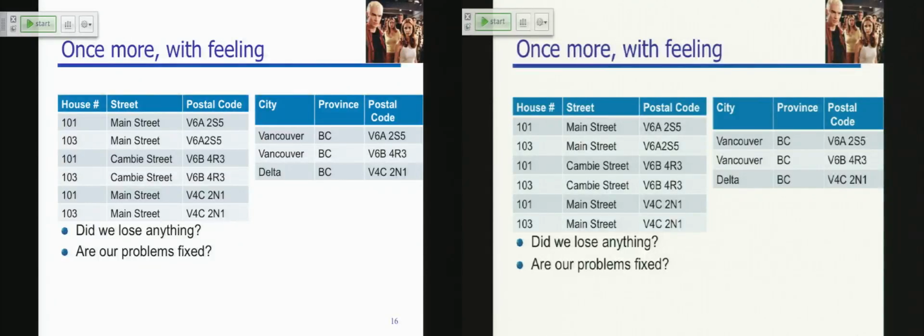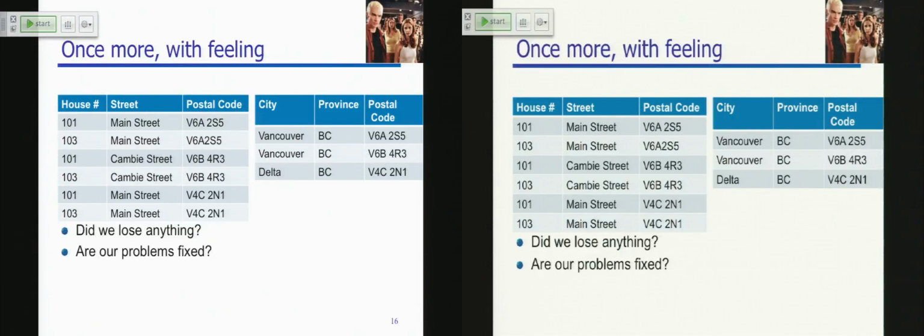Now the question is, once I move into these two tables, have I gotten rid of the anomalies that I had before? Let's see the first one. Let's say I want to update Delta's province. I'm going to go to Delta, and I'm going to change the province from BC to something else. It's not a problem anymore because I'm only storing that fact once. So I can't get a conflict in the information that I have.